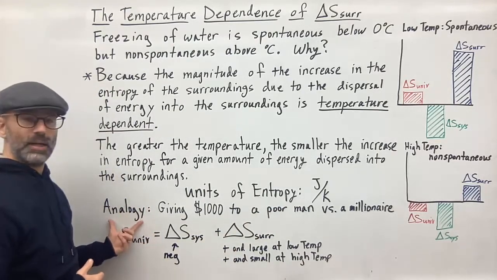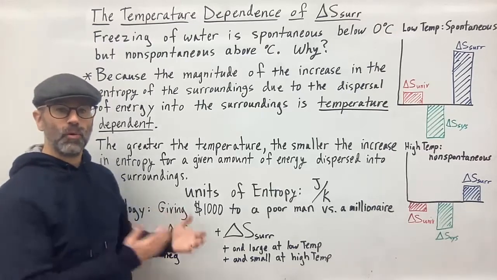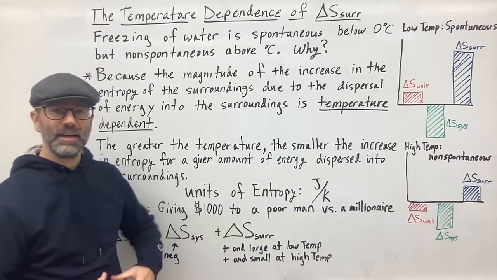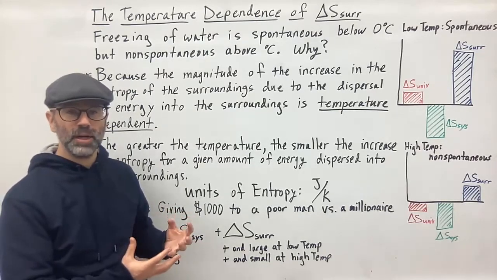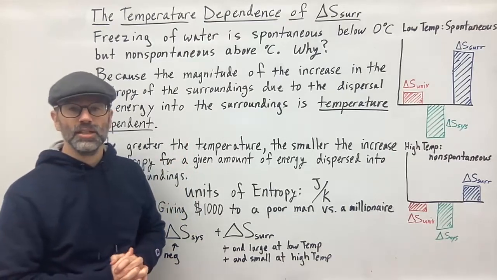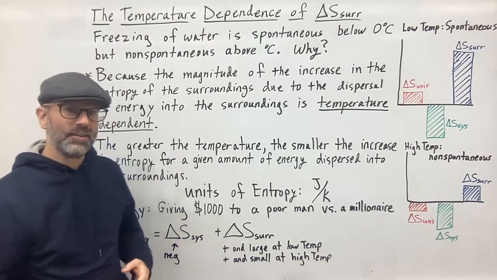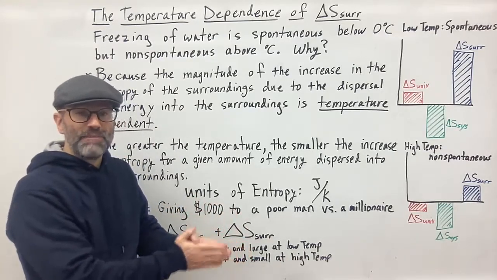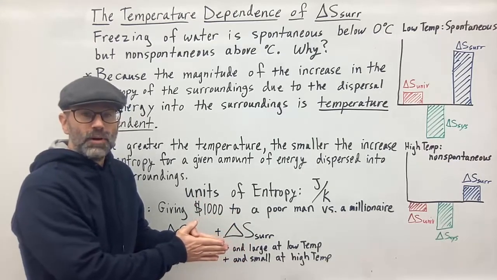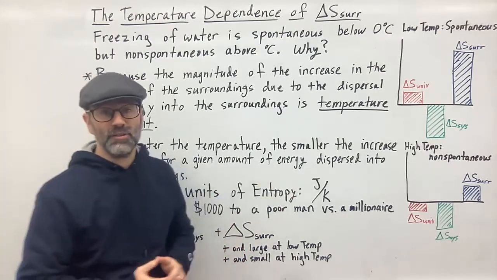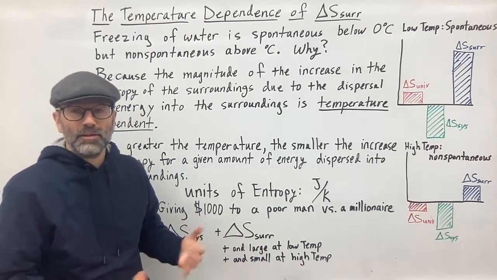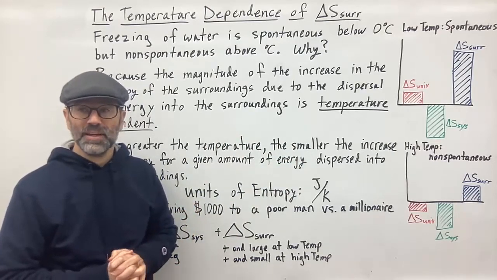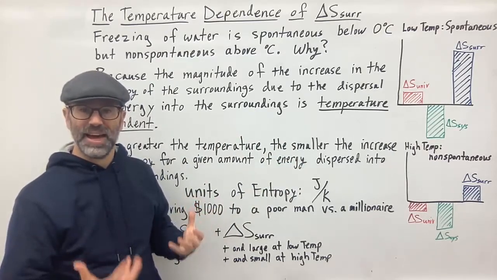Another way to understand this is to use an analogy: giving $1,000 to a poor man versus a millionaire, right? If I give what is considered a large amount of money to someone who doesn't have any money, that's going to have a greater effect on the finances of that poor person because they have very little or no money at all, versus if I give $1,000 to someone who's a millionaire. Someone who has millions of dollars, $1,000 is not going to increase his financial position as much, right?